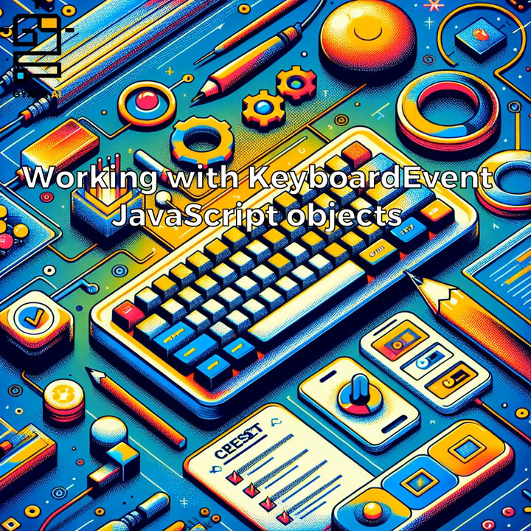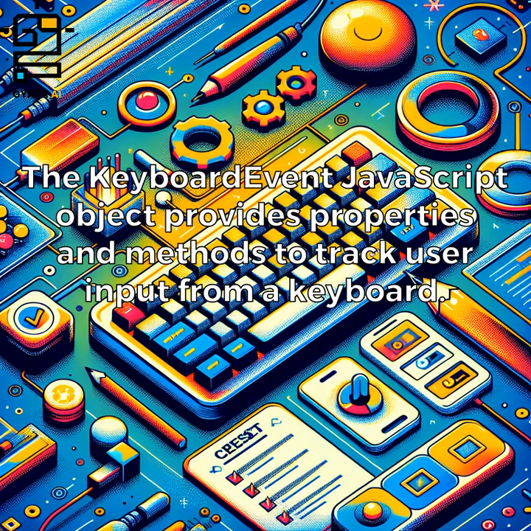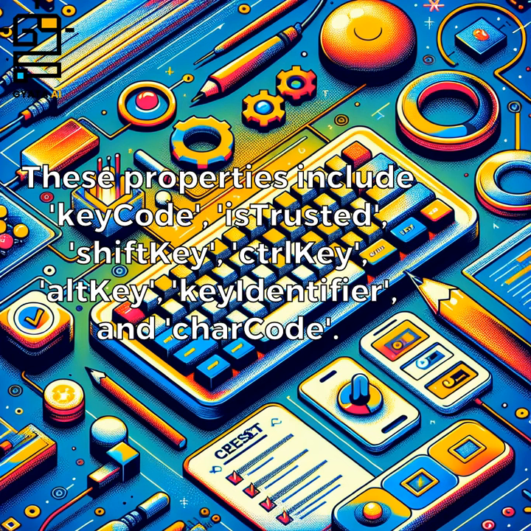Working with keyboard event JavaScript objects: the keyboard event JavaScript object provides properties and methods to track user input from a keyboard. These properties include key code, isTrusted, shift key, control key, alt key, key identifier, and char code.